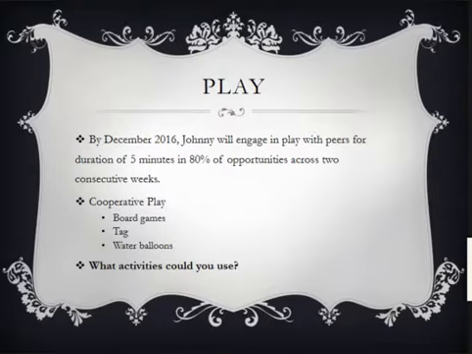Anything with rules, I guess, because there could be a lot of different games. Do you have one that you've used or that you can think of? Yeah, like Chutes and Ladders. Yeah, I was thinking that. For Chutes and Ladders, besides cooperative play, what other goals could you target during that one activity? Turn taking, waiting.